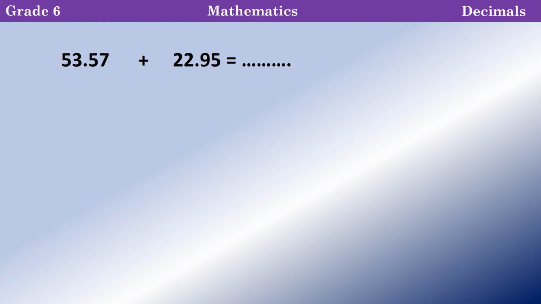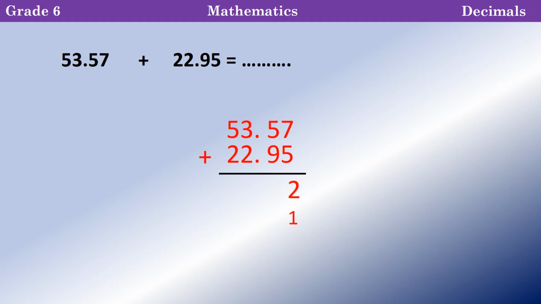Then let's add 53.57 and 22.95. Let's write the numbers in this way. And when adding this, we need to add 7 and 5 first. 7 plus 5 is 12.